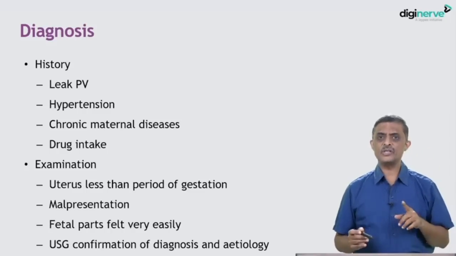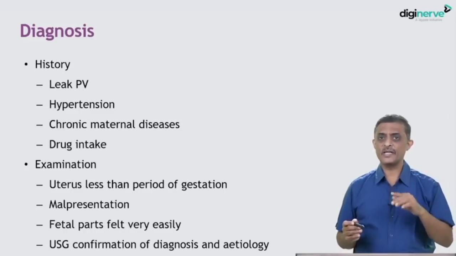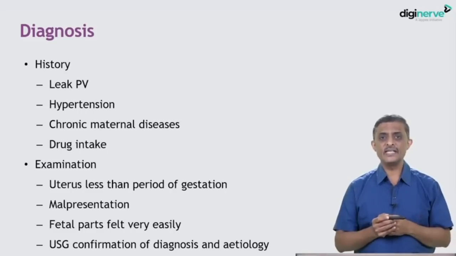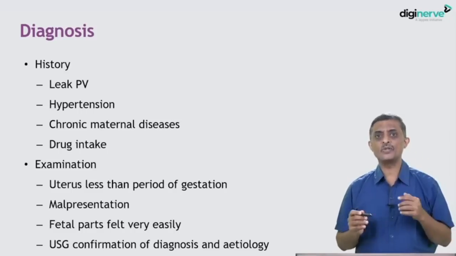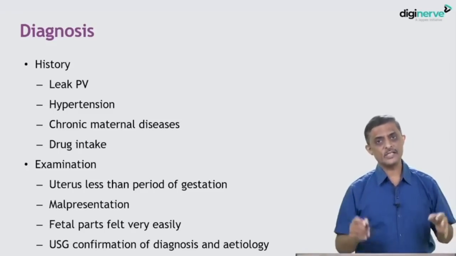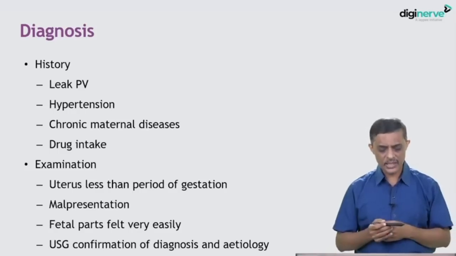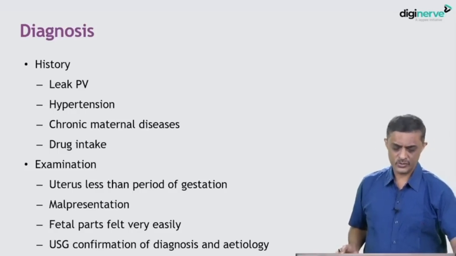And on examination, I have already told you once, the uterine size doesn't correspond to the period of gestation. It is smaller, then fetal parts are very easily felt, and persistently baby will be in one position. You examine today, if it is breech, next week also it comes, it is breech, because it cannot move inside, right? FHS is very loudly heard, and ultrasound will confirm the diagnosis.